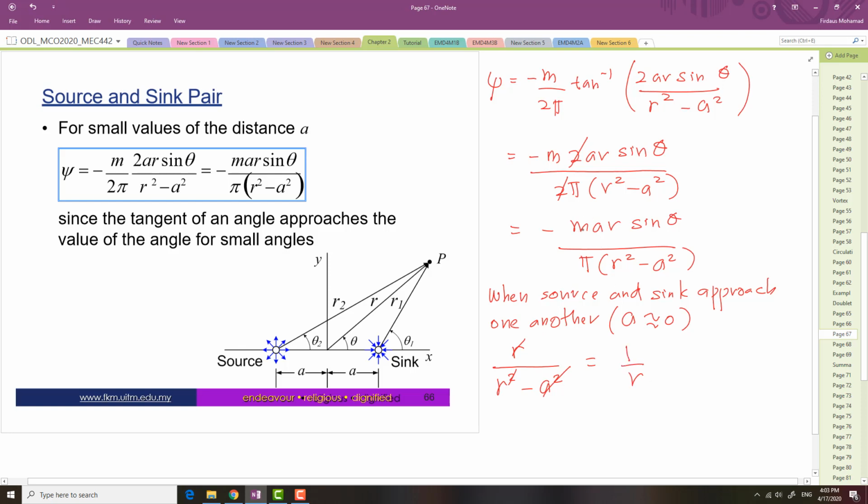M is increased because in order to get this source and sink to approach one another, the strength of source and sink must be increased.